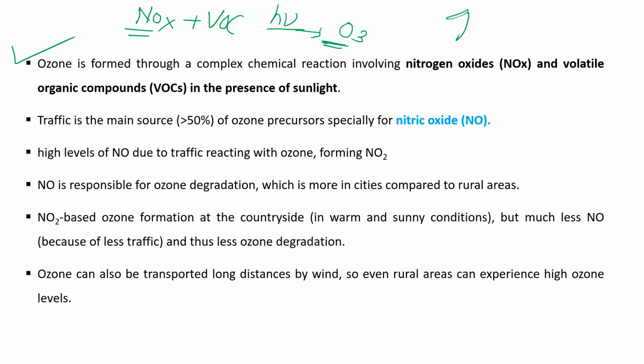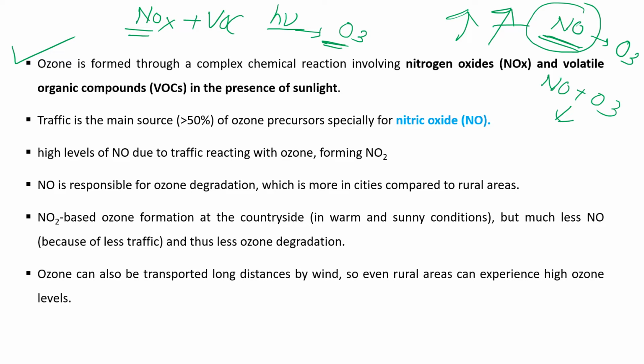In the morning time when the traffic intensity rises, more traffic means more emissions of nitric oxide, NO. When automobiles or vehicles are more, more NO emission takes place. During the traffic time, this NO reacts with whatever ozone is present in the atmosphere. So when NO reacts with ozone, what do they form? NO2 and oxygen. So there is a disintegration of ozone into oxygen.